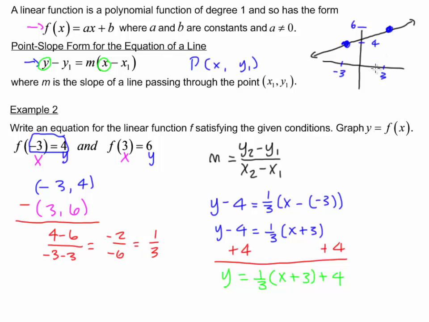There's actually more than one answer to this, though, right? Because they could have used the other point. They could have. So you could have gotten y minus 6 equals 1/3 times x minus 3, and that would be from the other point. Exactly.